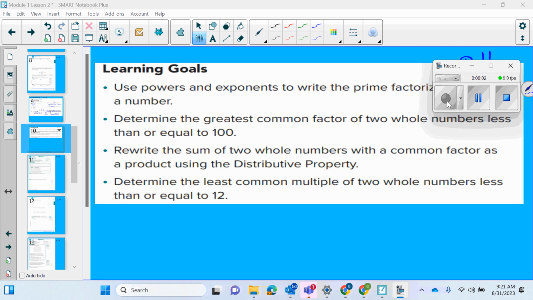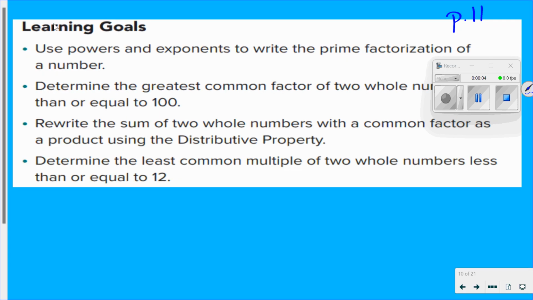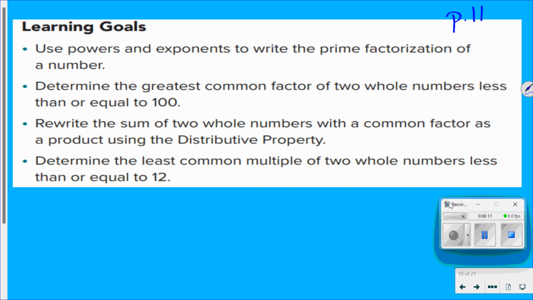Okay, guys, as a reminder, every lesson, your learning goals are at the start of each lesson. We're not re-putting them anywhere in the room, just so you can know where they're at. Last class, we did the powers and exponents to write the prime factorization of a number.